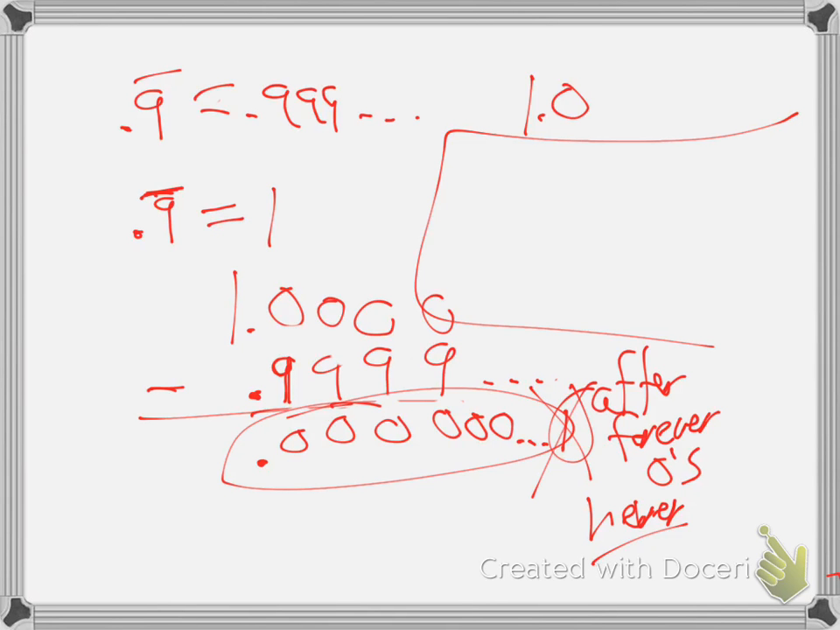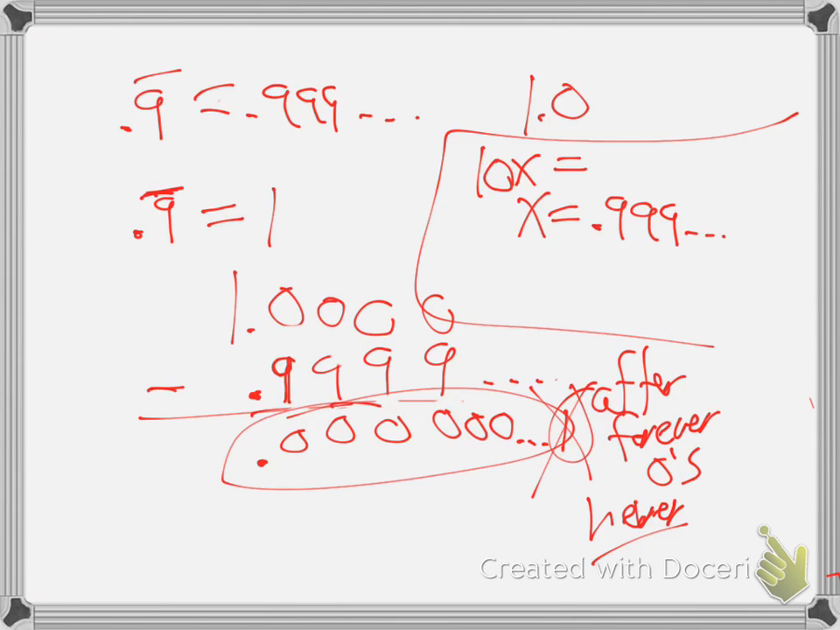Let me prove it one other way. You might have seen this proof before. You can just call 0.9 bar, 0.9's forever, by the name X, like naming your pet, your rover. So I'm just giving it a name, X, nothing magical there. And then what if you multiply both sides of this equation by 10? This will be 10x.